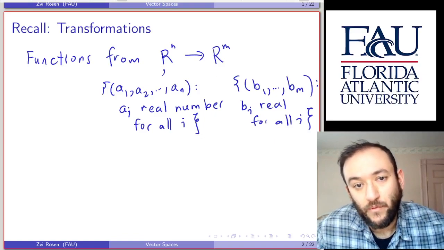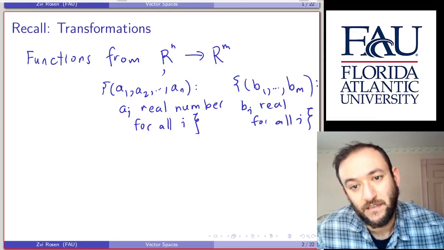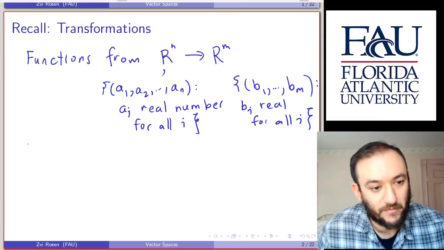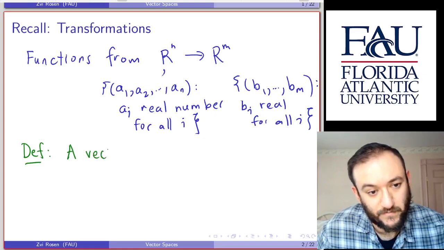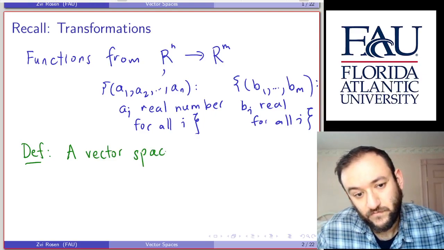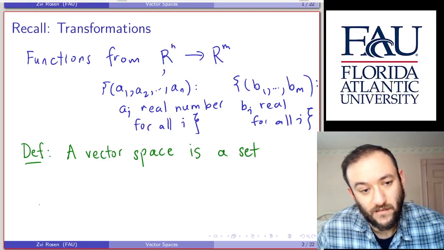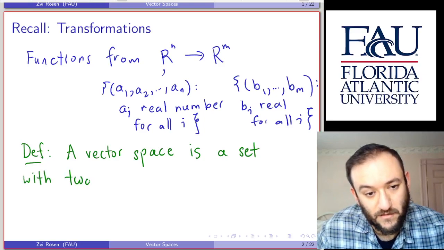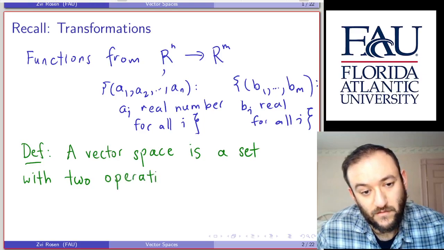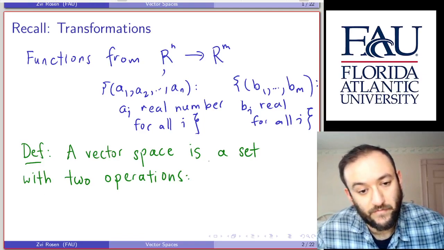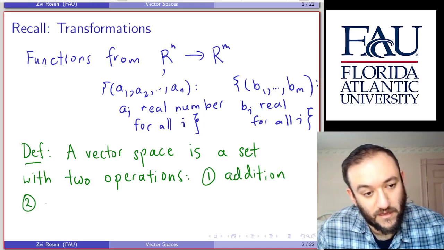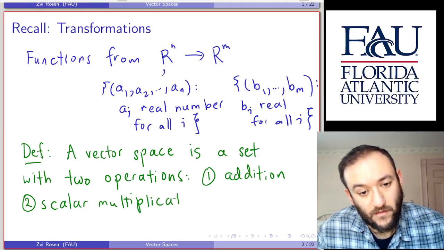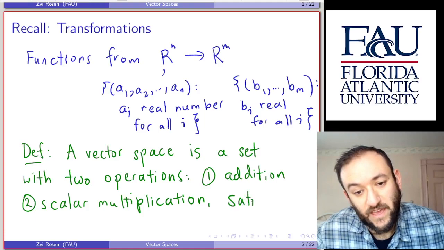Okay. So what we're going to do in this lecture is to consider what type of object these Rn and Rm are. In particular, we're going to define a vector space as a set with two operations. First is going to be addition, and second is going to be scalar multiplication. Satisfying some axioms.